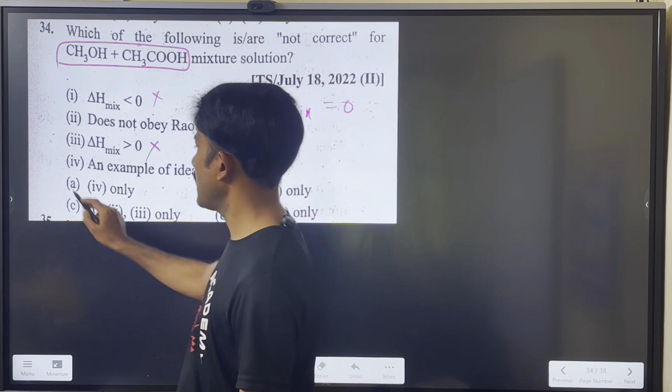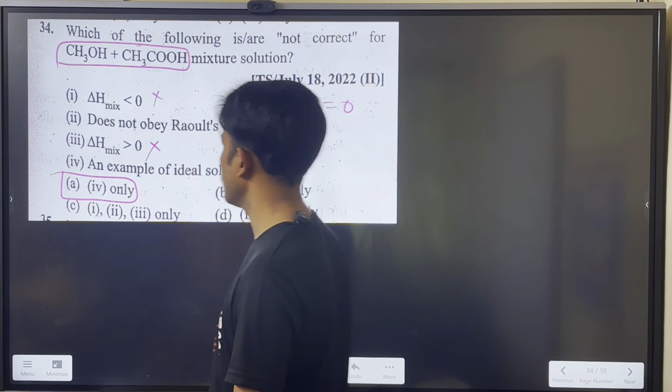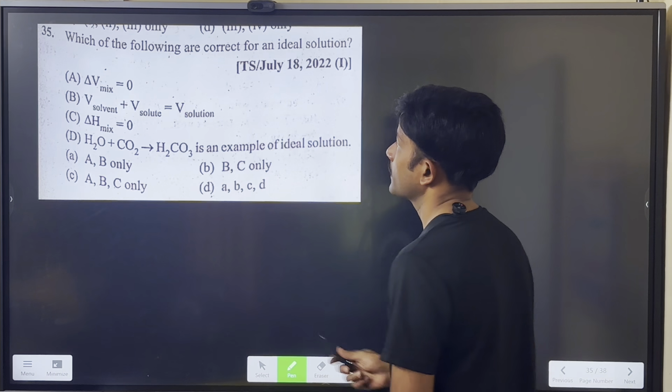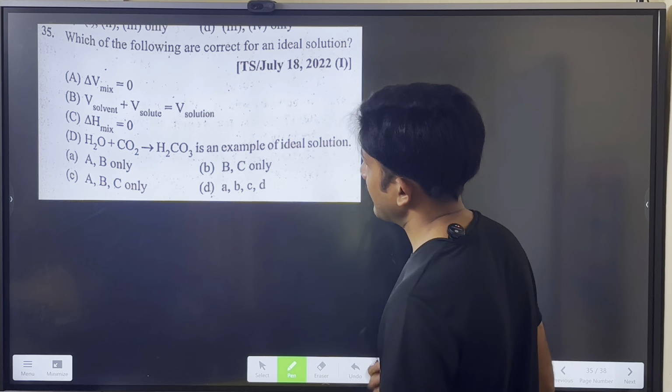So it is an example of ideal solution. Okay, only 4 only is correct. The next question: which of the following are correct for an ideal solution?